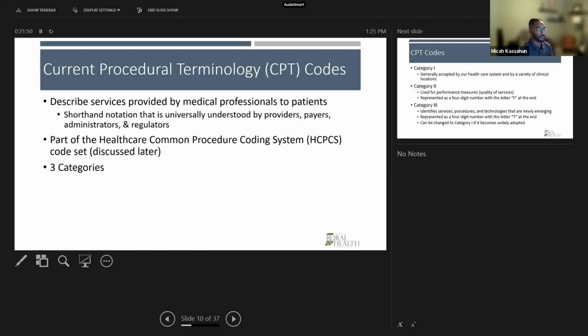It provides shorthand notation that is usually universally understood by providers, payers, and administrators. CMS is very aware of it because that's just the process that we use. And so part of the healthcare is part of the HITP code set. Again, we'll get into that a little later because HITP and CPT codes work together. And then on top of that, there are 3 categories within CPT codes alone. So let's dive into that super quick.